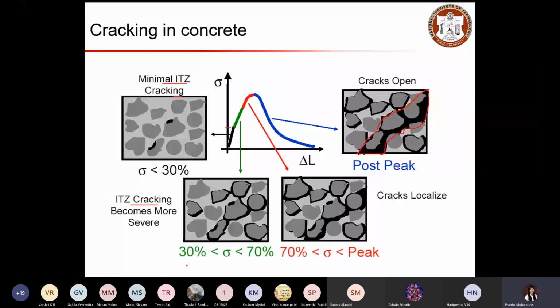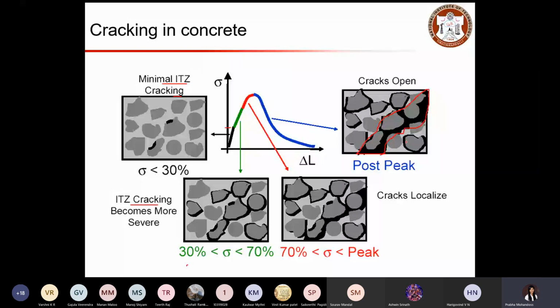So most often when the concrete fails, your failure path will be through the cement paste. Okay, because in the concrete matrix, your aggregate is the stronger material, so it is very difficult to break the aggregate. So the cement particles get crushed, and then that forms a weak plane, and your failure will be through the cement paste or the mortar.